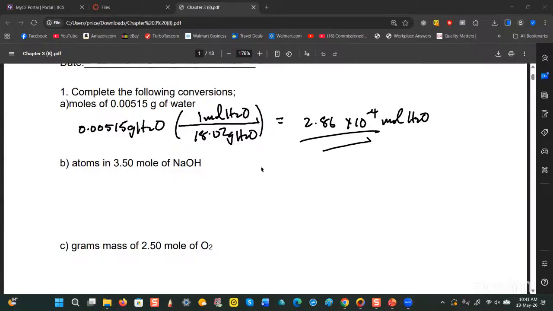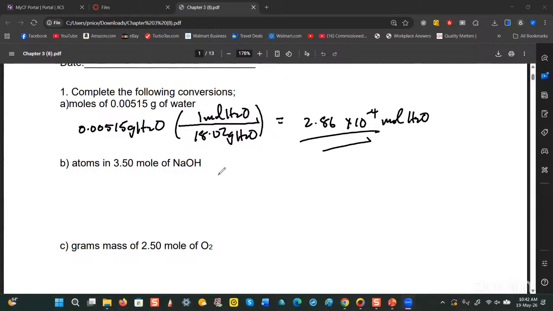Okay, somebody's asking for part B, would I need to multiply my answer from 3.5? Yes. So this person is asking if after multiplying 3.5 by 6.02 times 10 to the 23, which of course is Avogadro's number, then you have to multiply by 3 because if you look at the formula, there are 3 atoms: sodium, oxygen, and hydrogen.